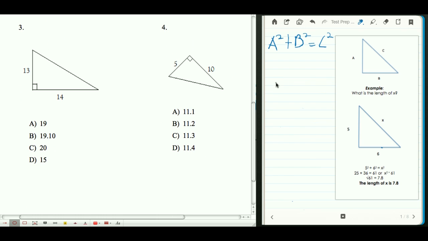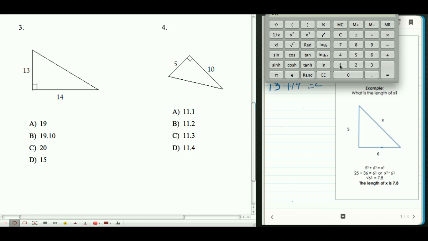Let's look at number 3. Okay, side A is 13, so it's going to be 13 squared. 14 is going to be B, so it's going to be 14 squared. And then we don't know what that side is right there, so it's going to be C squared. Okay, practicing on the calculator, 13, and then we're going to push this button here that says X squared. So once you type the number, you don't need to do anything with the equal sign, just push that, and that's going to give us our number. So that's 169.